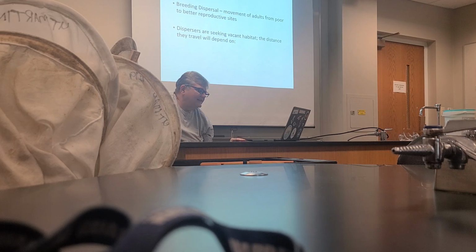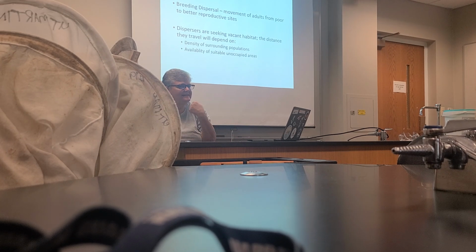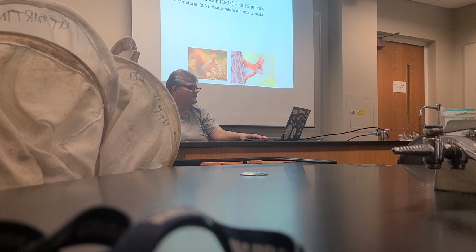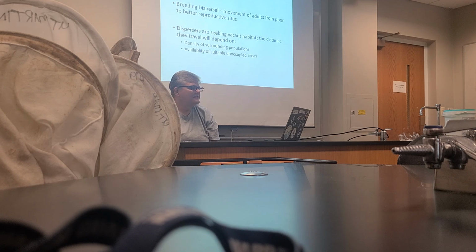Dispersers are often seeking vacant habitats, and the distance they travel will depend on density. So going back and getting that one again. And unoccupied sites, which is availability of suitable unoccupied sites. So density is going to affect that too. What's kind of crazy though, that we're going to learn on the next slide, is they don't move very far.